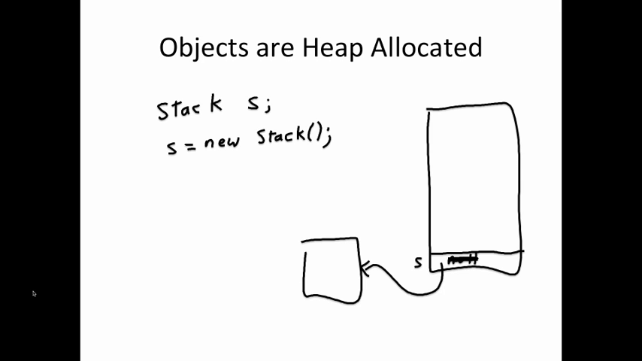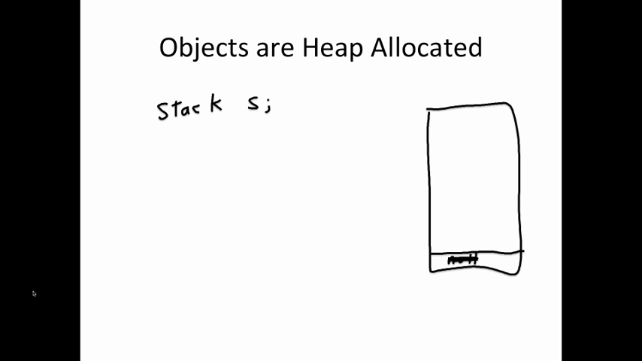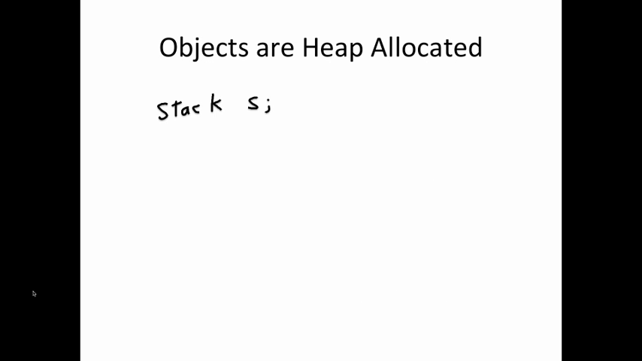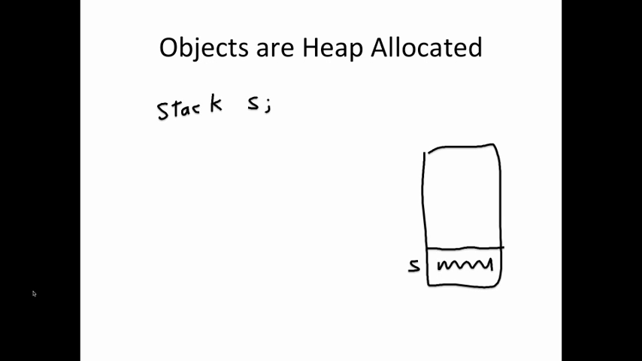Notice that is very different from C++. In C++, if I had this declaration of Stack S, then instead of having S be a pointer, we would have S actually being a Stack object on the stack. And if we wanted S to actually be allocated off the heap, we would create an explicit pointer and then say S equals new Stack.